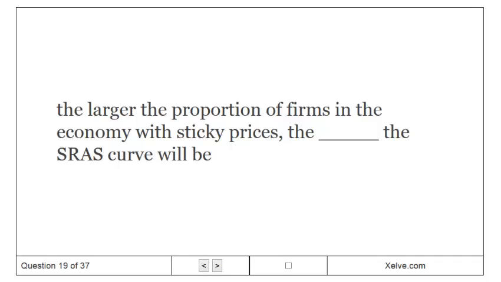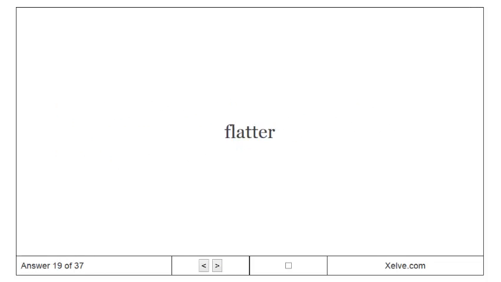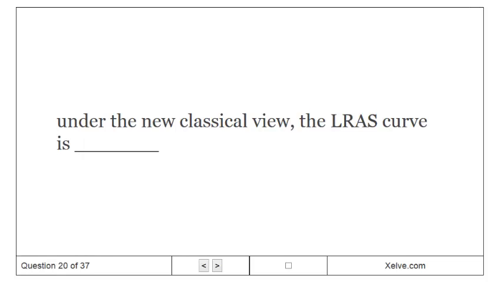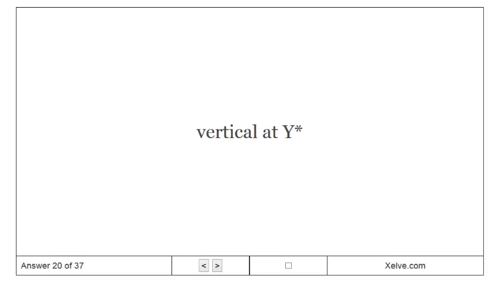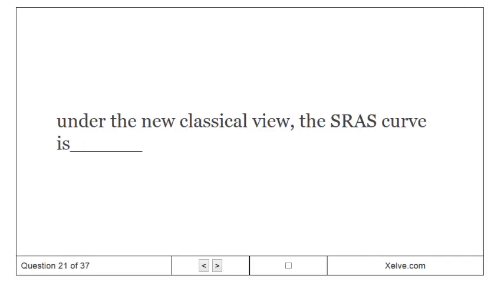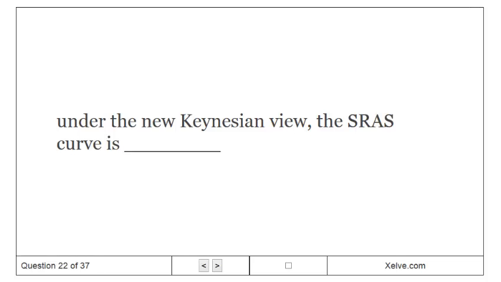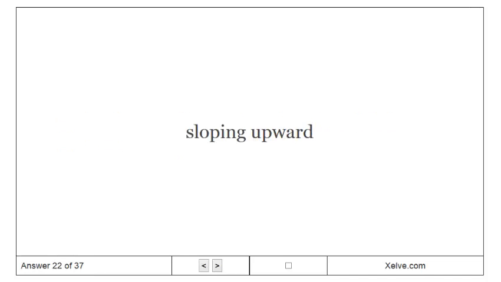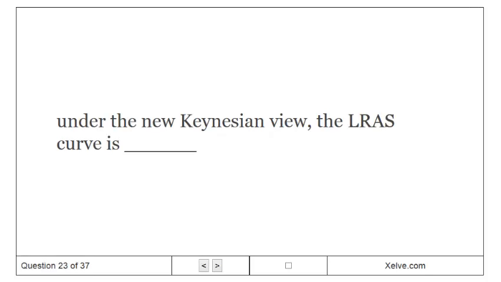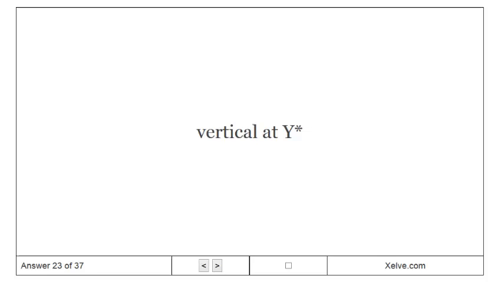The larger the proportion of firms in the economy with sticky prices, the flatter the SRAS curve will be. Under the new classical view, the LRAS curve is vertical at Y*. Under the new classical view, the SRAS curve is sloping upward. Under the new Keynesian view, the SRAS curve is sloping upward. Under the new Keynesian view, the LRAS curve is vertical at Y*.